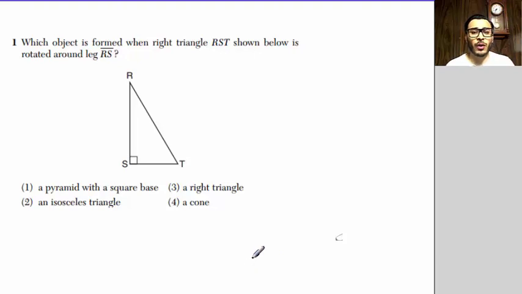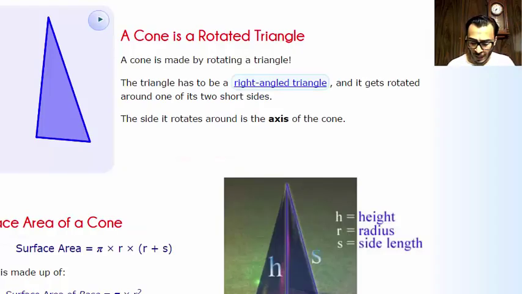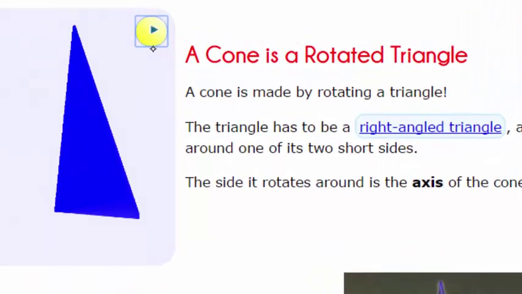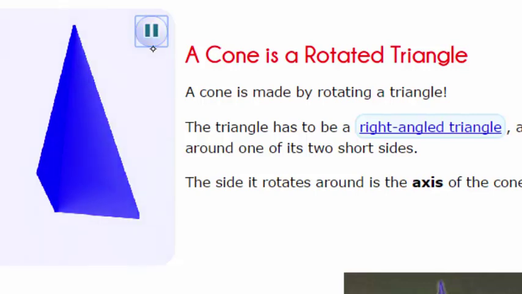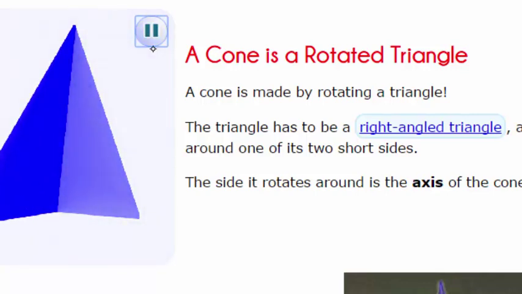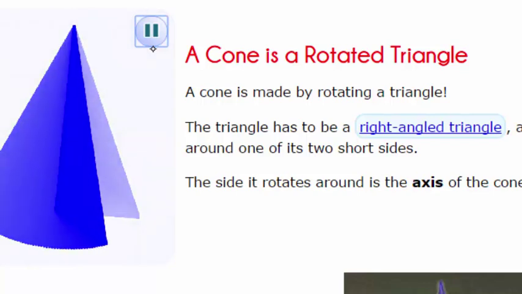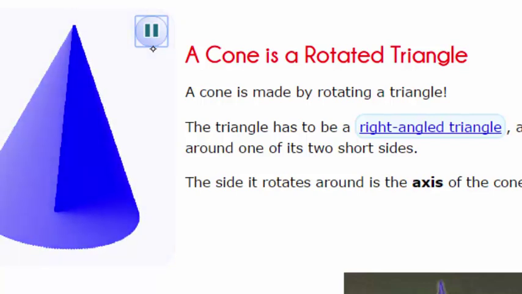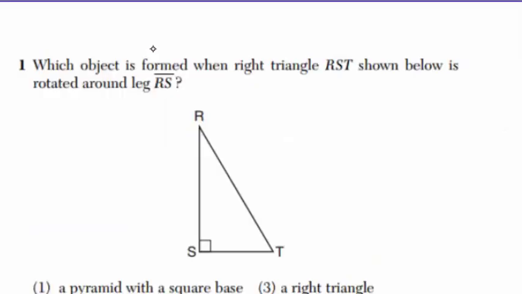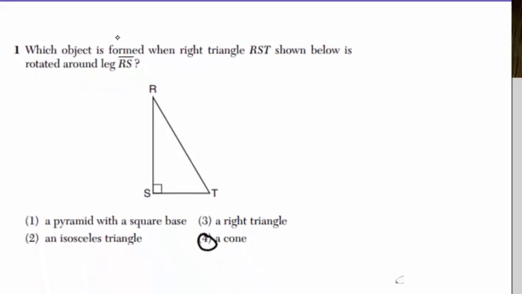Which object is formed when right triangle RST shown below is rotated around leg RS? To help you with this, I found the little animation from mathisfun.com. You got a right triangle here, and we're going to rotate it around this line, and when we rotate it, what three-dimensional object do we get? So take a look. See how it's rotated. It goes around, and it's going to make a cone. So the answer to number 1 is a cone.